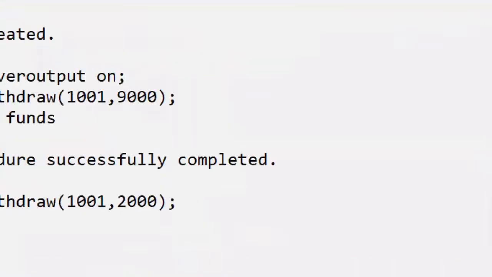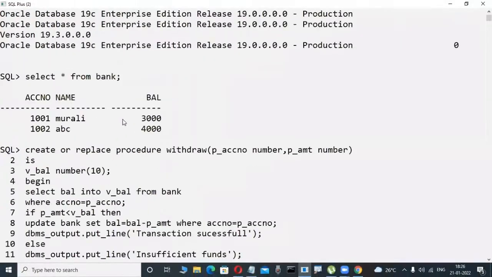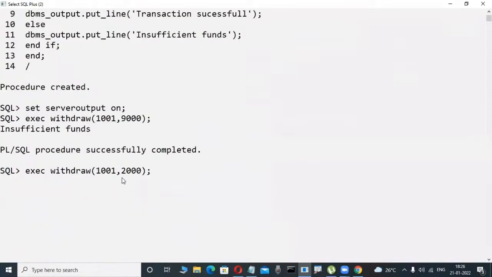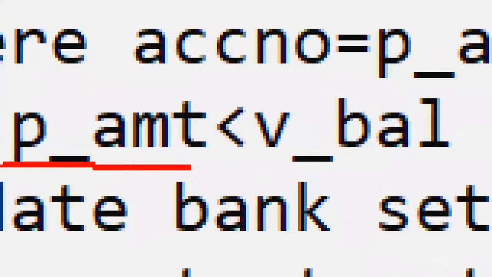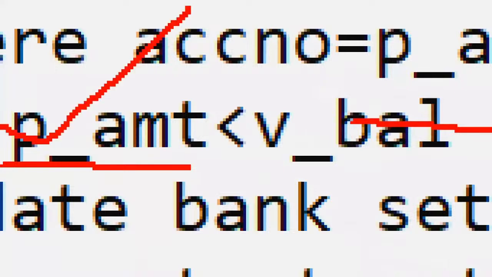Why? Because here my balance is 3,000, but if I try to withdraw 2,000, it is only possible when the passed amount, 2,000, is less than the available balance, in this case 3,000. Here this 2,000 is less than 3,000.